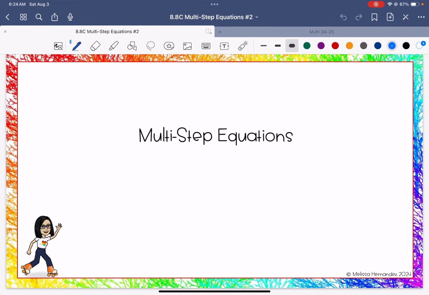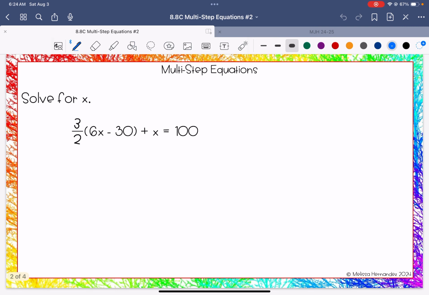In this video, we're going to practice solving multi-step equations. So it says solve for x: 3/2, and then technically when you read it, it's open parentheses 6x minus 30, close parentheses, plus x equals 100. So what we want to do is solve for x.